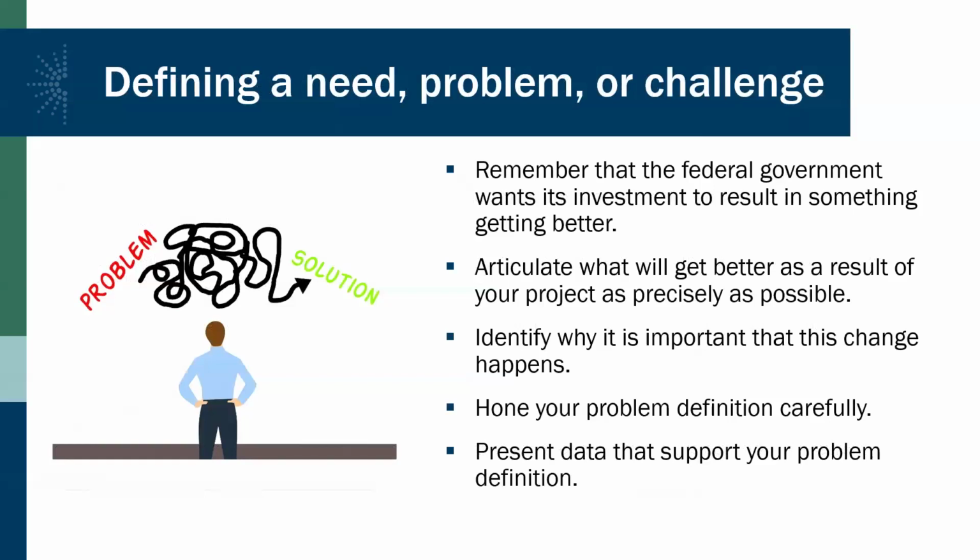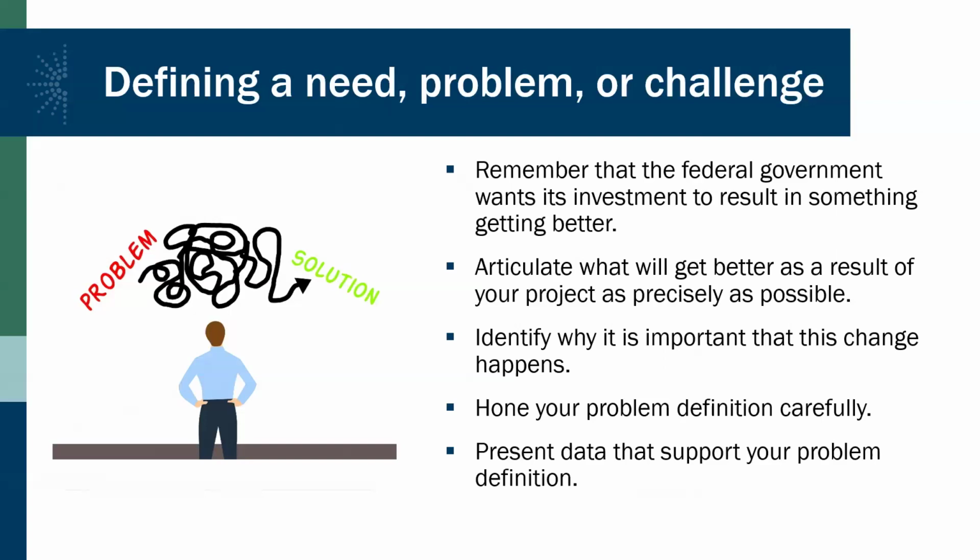One of the prompts in the project justification section of the narrative is the identification of the need, problem, or challenge your project addresses. It is foundational in your application, so keep these points in mind. The federal government wants its investment to result in something getting better. As you define your need, problem, or challenge, articulate what will get better as a result of your project as precisely as possible. Will your museum be able to expand its services as a result of additional staff?